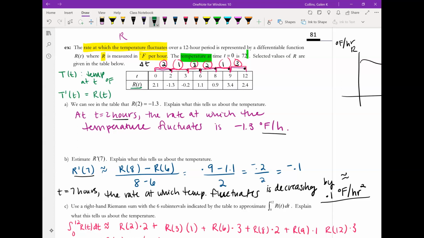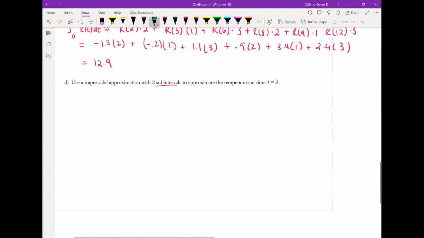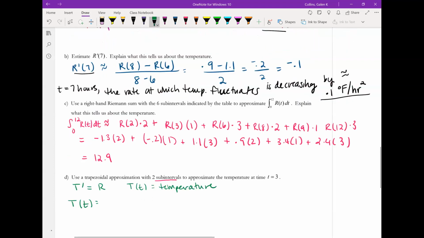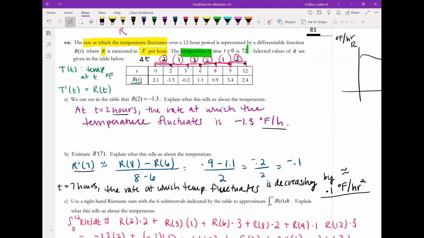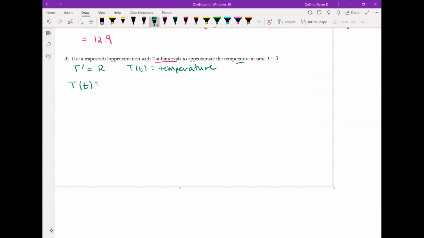So we could write an accumulation function to help us. I know I wrote it up above, I would show that I'm using this new function that I made T, and I would say that T is temperature at time t. And if we write an accumulation function for the temperature at any given time, we always have to have a known temperature. So we were told in the problem that the temperature at 0 is 72. So that means T of 0 is 72 degrees.